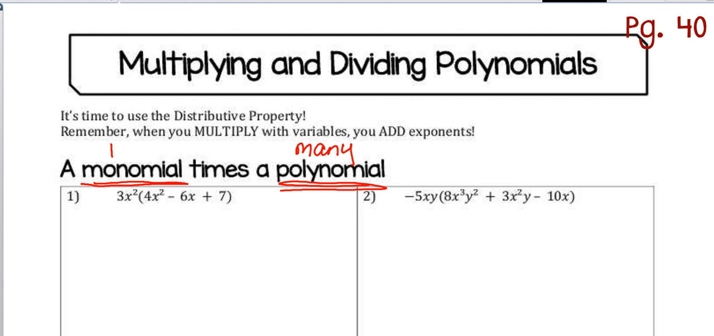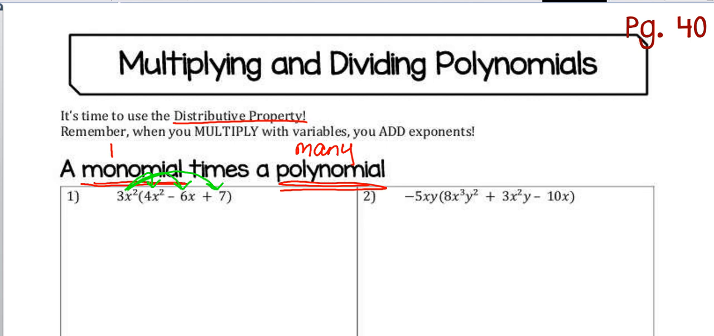So we're going to have a monomial times everything inside. This is actually when we get to use the distributive property. So we're going to be multiplying our 3x squared with everything else inside. So we're going to have 3x squared times 4x squared, 3x squared times 6x, and 3x squared times 7x.